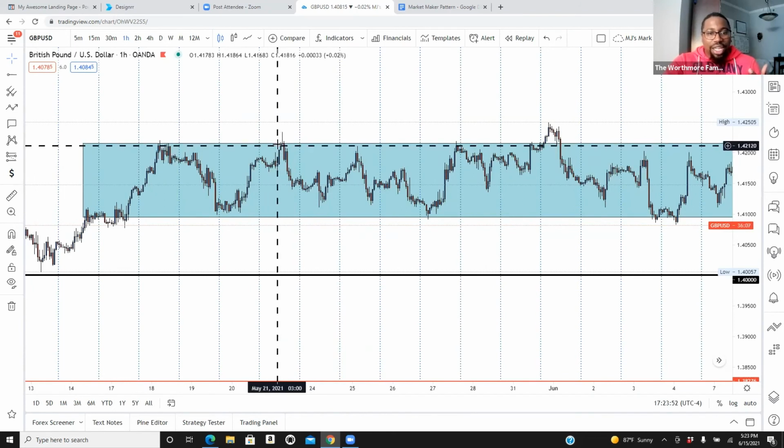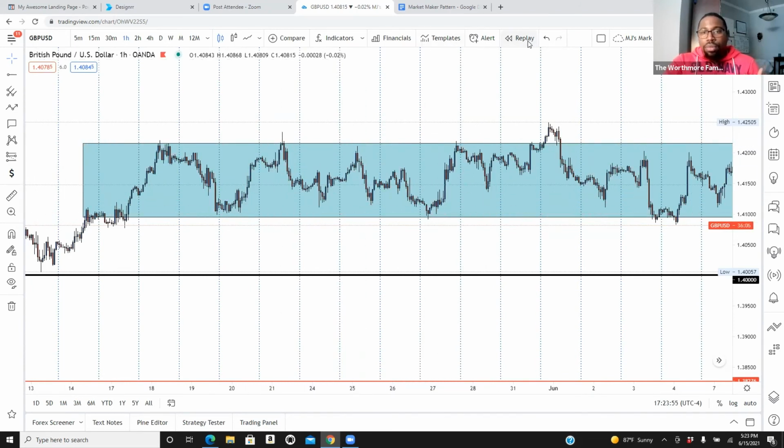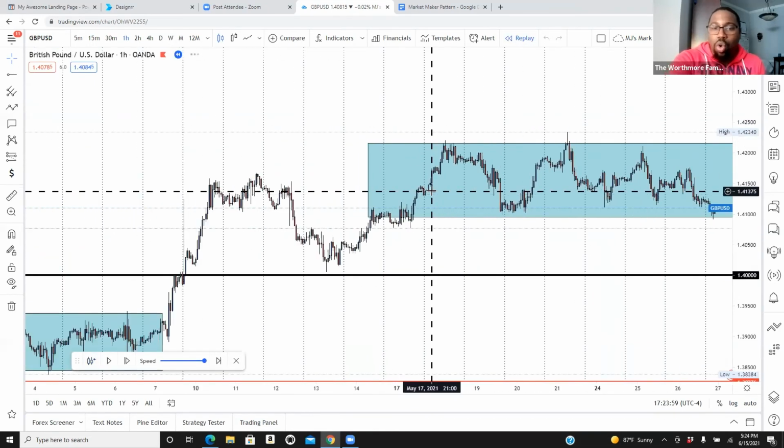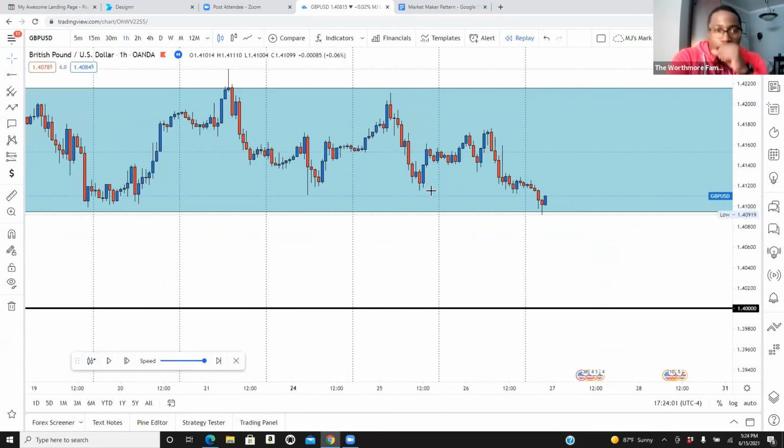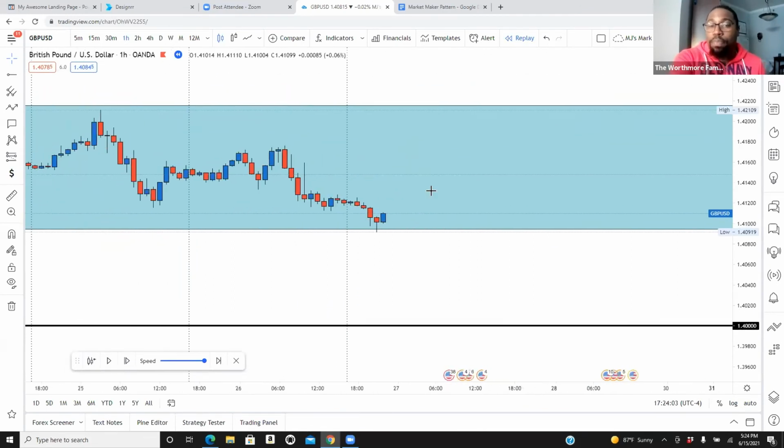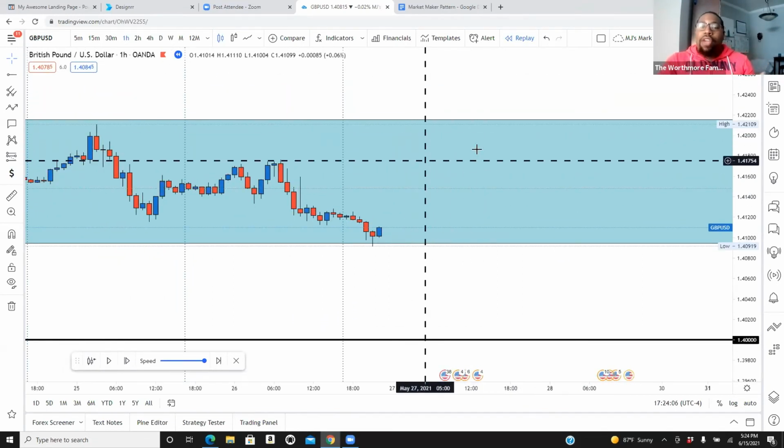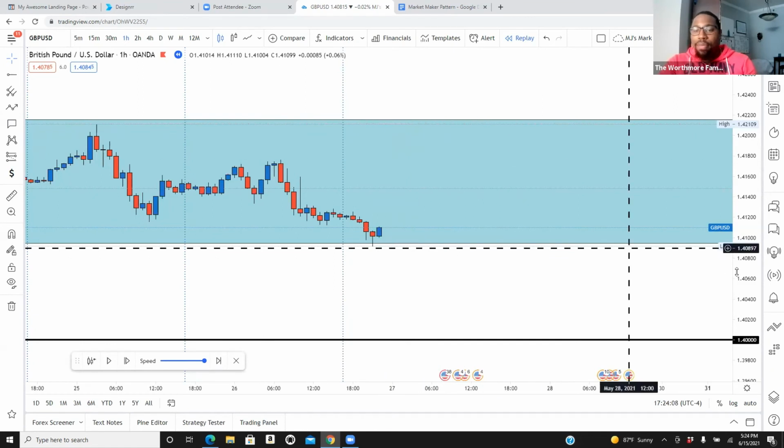If I see that this is the ceiling and this is the floor, when price comes back to the floor, I'm thinking about my risk to reward ratio. I mean, at the end of the day, I can still be wrong, but it's about managing my risk, right? And having a reward in my favor.